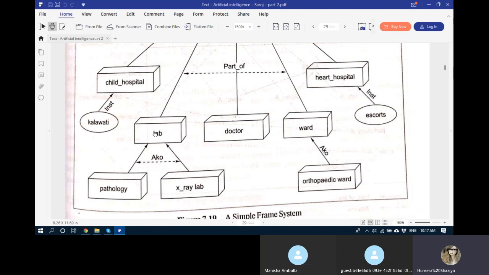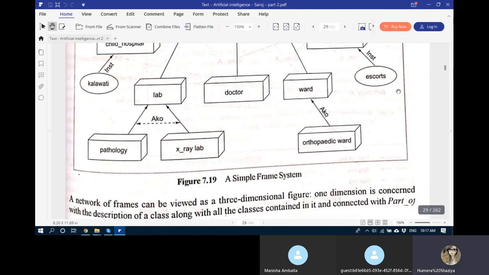Then you have labs. In lab you have pathology, which is a type of lab, and X-ray lab is also a type of lab. And Heart Hospital Escorts, maybe it is the name of a heart hospital, which is an instance of that particular hospital. And essentially this Kalavati is the name of a child hospital, which is an instance of child hospital. So this is like a frame system.